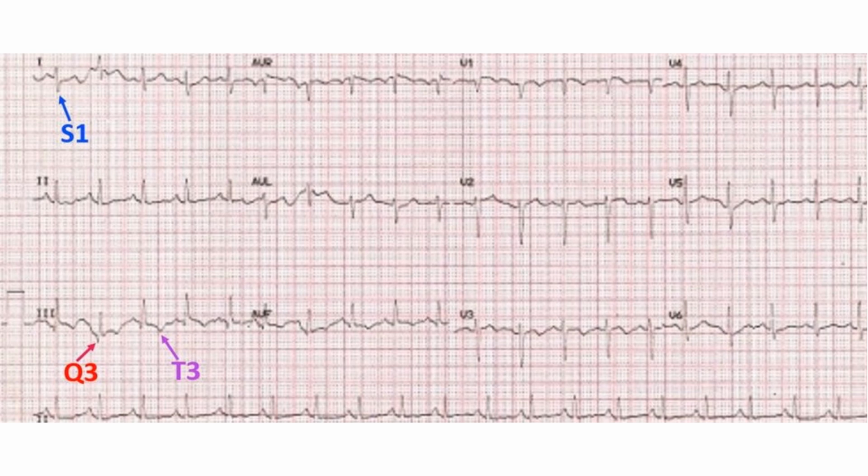S1Q3T3 pattern means the presence of S wave in lead 1, indicating a rightward shift of QRS axis, with Q wave and T inversion in lead 3. The same pattern can also occur in other cases of acute cor pulmonale.